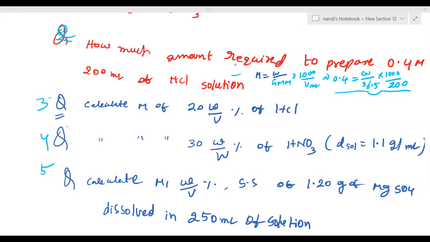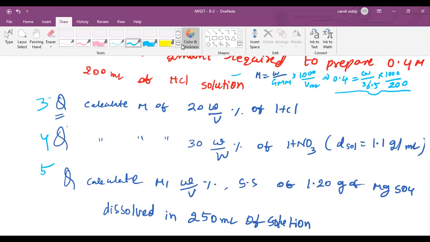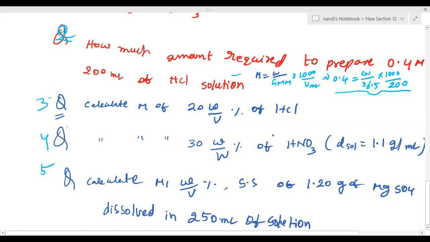I am giving the formula. Question number 3. Molarity equal to W by V percent into 10 by gram molecular mass. So W by V percent is 20 into 10 by gram molecular mass of HCl, which is 36.5. So by solving 200 by 36.5, we'll get your answer.